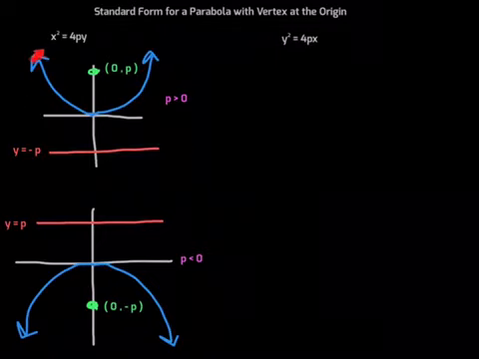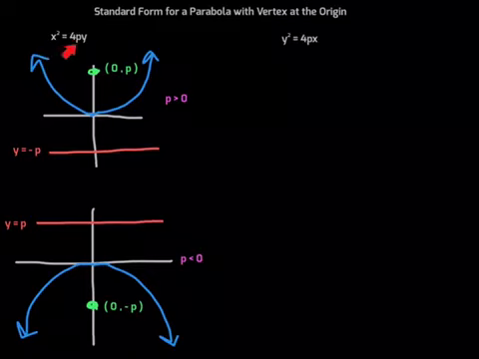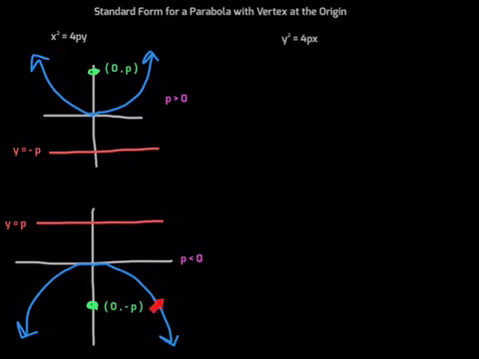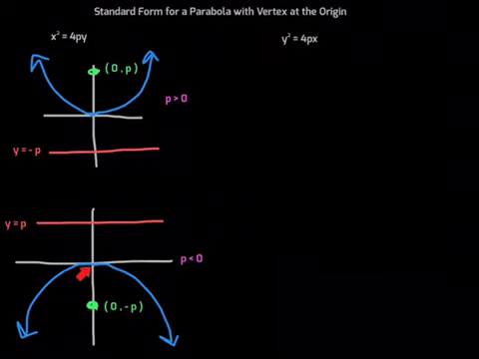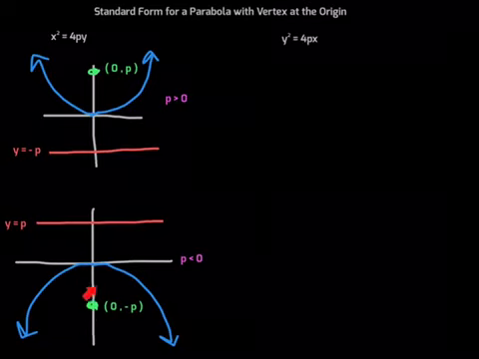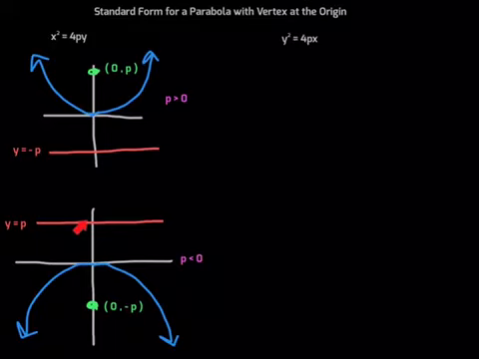If x is being squared and p is negative, then you have a parabola opening downward. And that's what I meant right here when I wrote p less than 0. That means p is negative. So again, the vertex is at the origin. The focus is located p units away from the vertex. And then the directrix is located also p units away from the vertex.